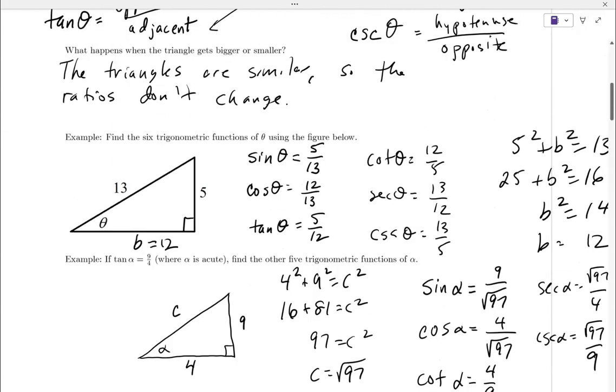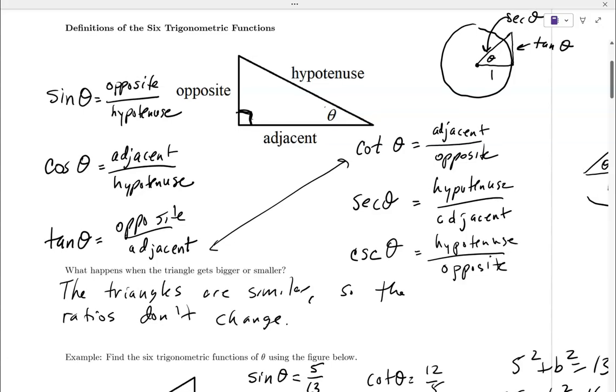to my definitions here. My sine is opposite over hypotenuse. My cosine is adjacent over hypotenuse. If I divide those two, your hypotenuses will cancel out. What do you end up with? Opposite over adjacent. Right? So you can figure out the tangent by dividing sine and cosine.